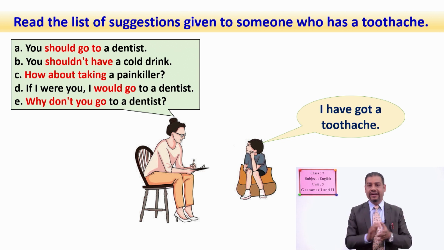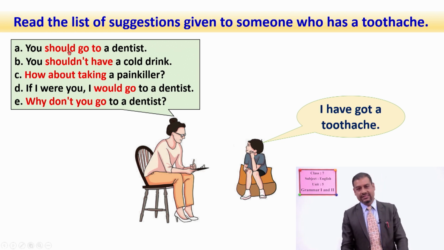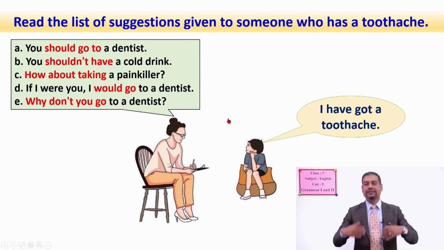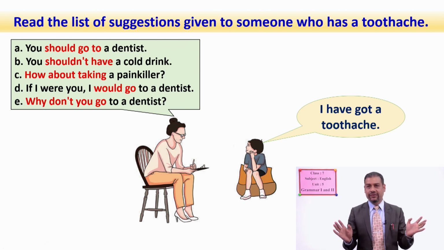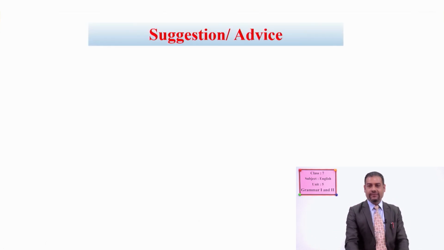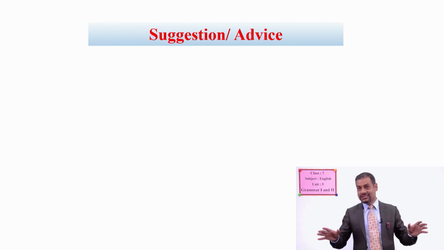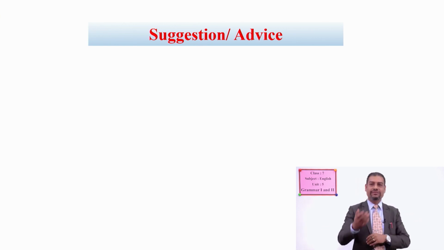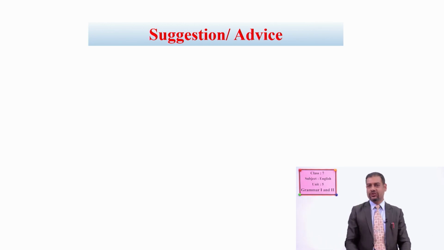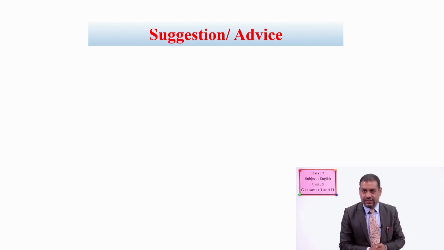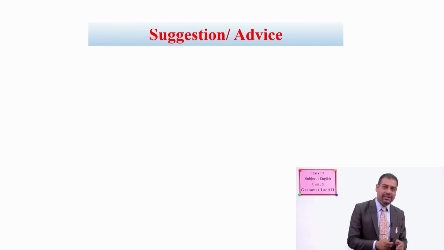And here under grammar 1, we are going to practice this should, would, how about taking, why don't you, if I were you and would go. These are the things we are going to practice. Is it clear to all of you? So now we use these things to give suggestions or advice. Can you tell me the structure based on those examples that we have to use? Okay, you can tell me.